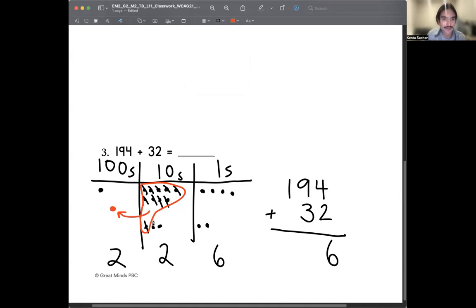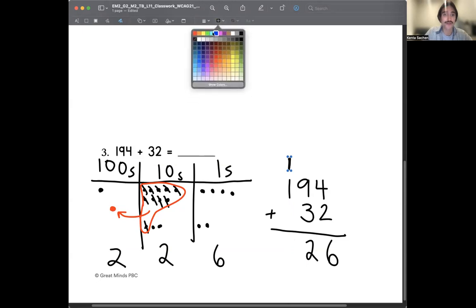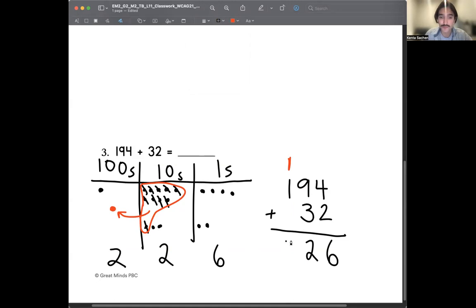So we did 9 plus 3, 9, 10, 11, 12. So it was 12, right? But we're not going to write 12 right here. We're going to put the 2 and then the 10 over here. We're going to move that 1 into the hundreds place, just like we did right here. Then we're going to add 1 plus 1, right? 1 plus 1 is equal to 2. And we have the same exact answer.